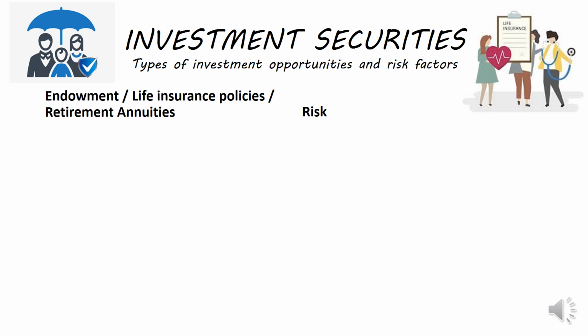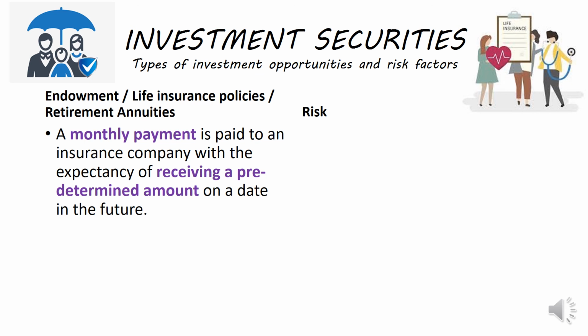Okay, if we look at the life insurance policies or retirement annuities, this is where you make a monthly payment to an insurance company with the expectancy of receiving a predetermined amount on a certain date in the future. All right, so for example, whether it's a life insurance or retirement, if you've got a life insurance policy, basically every single month you pay them a certain amount of money with the idea that one day when you die, a specific amount of money is going to be paid out to your dependents. All right.